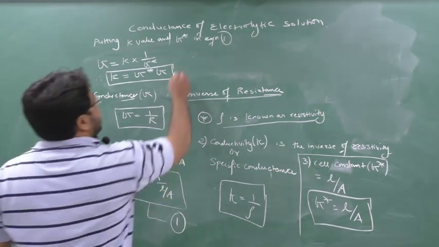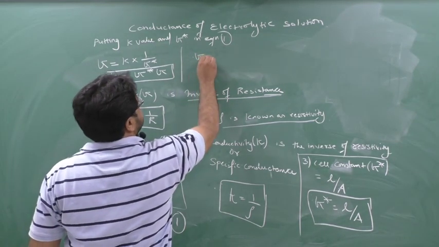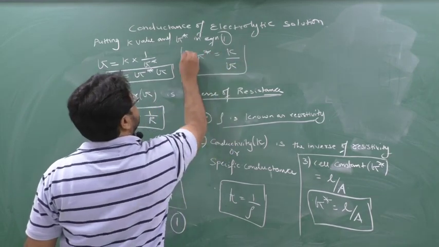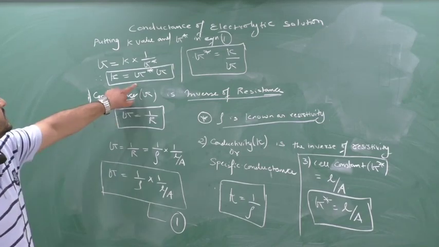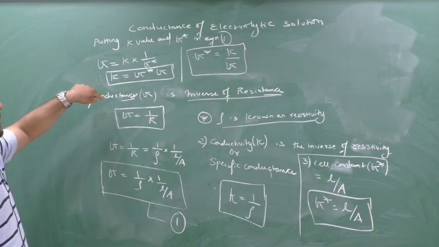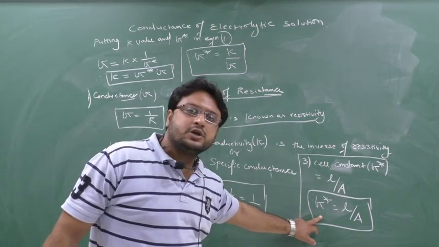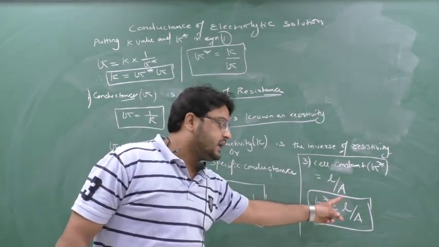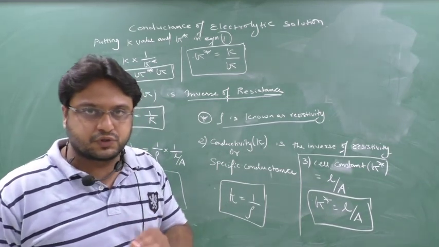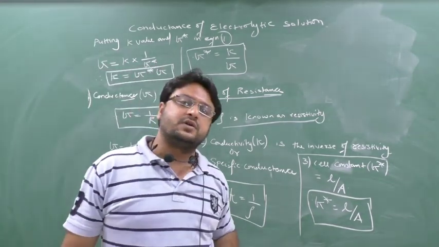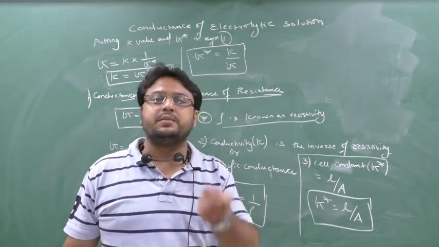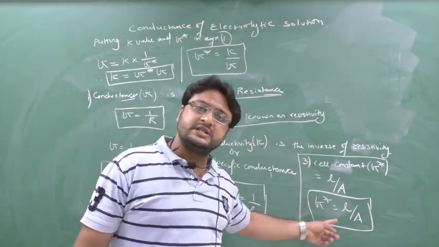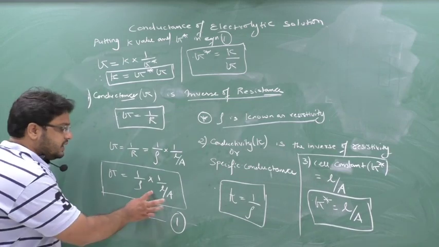Or from here I can make another formula for cell constant: G star equals K by G. This is also sometimes asked in questions. So G star is nothing but the cell constant, and I have two formulas, either L by A. Please remember, most students have a confusion about the cell constant. Cell constant is always length by area. You have to remember this. It is not A by L. Cell constant is always L by A. That's why I am putting here L by A.